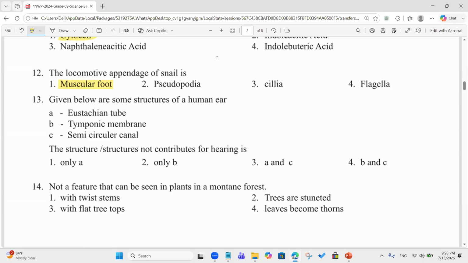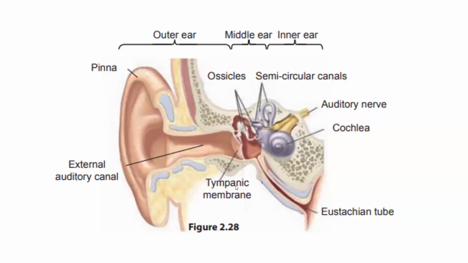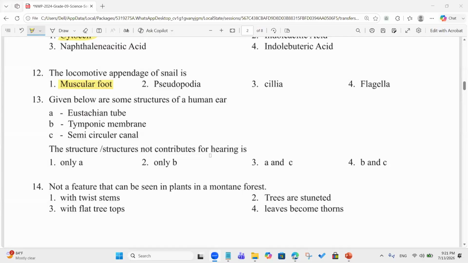Right, here they have mentioned these two parts. What are they? The Eustachian tube and the semicircular canal, right? So these two are not related to hearing. They are doing some other functions, right? The Eustachian tube balances the pressure on either side of the tympanic membrane. And the semicircular canal is important for balancing our body, right? So these are the two things. Then the answer is A and C.